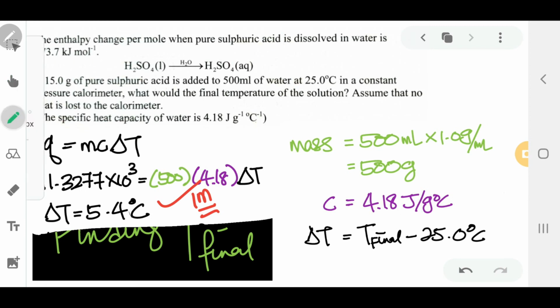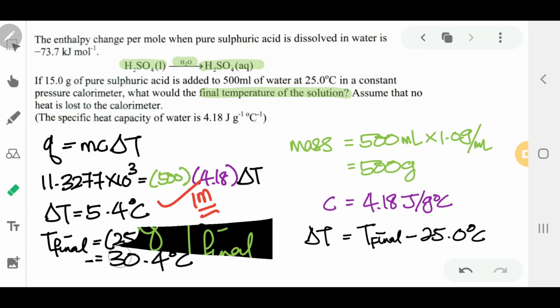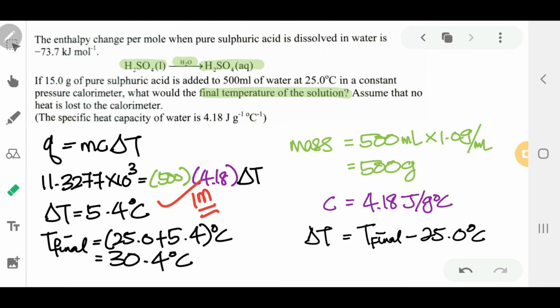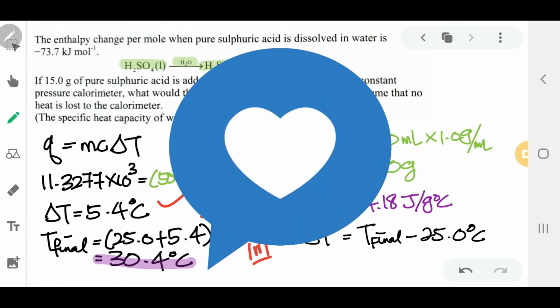But our mission is to figure out the final temperature of the solution after the sulfuric acid turns into aqueous sulfuric acid when you add water to it. And how do you do that? It's a very simple mathematical process. You're just going to be adding. You're going to take 25, the initial temperature, and add 5.4, the delta T, and you get T final equals 30.4 degrees Celsius. So that is the answer that you need, and for that you get another 1 mark.